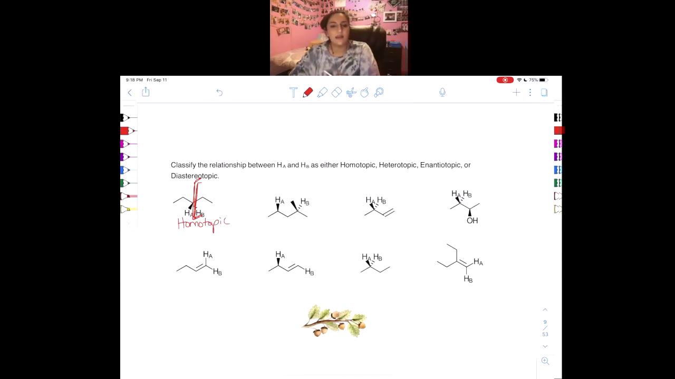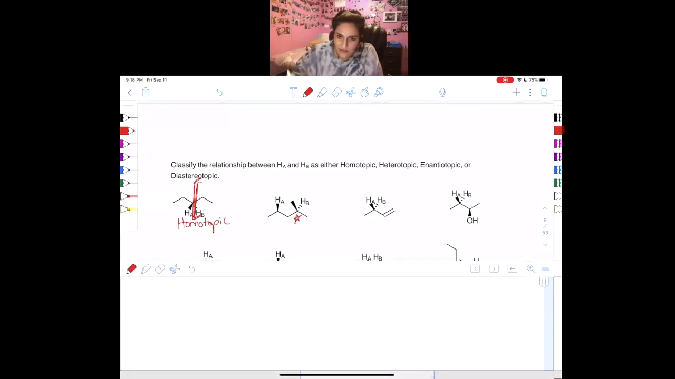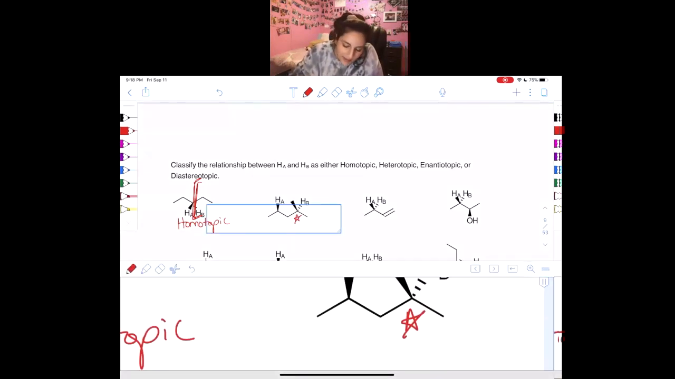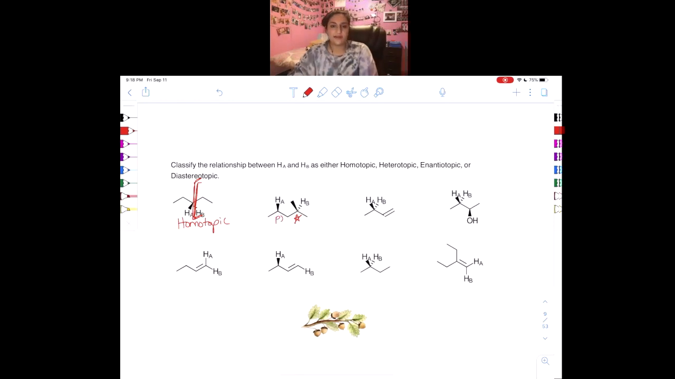They're exactly the same. For number 2, we no longer have a line of symmetry because of this methyl group hanging out right here. First thing I want you guys to notice is this is a chiral center. And in addition, this, oh, excuse me, I don't know what's happening. And this is a potential chiral center.